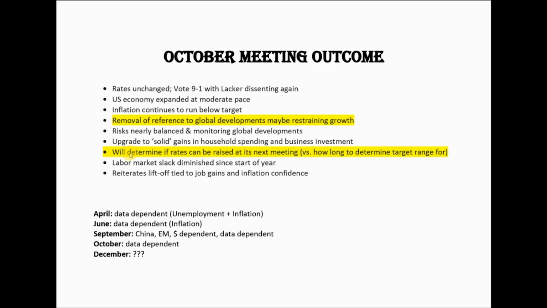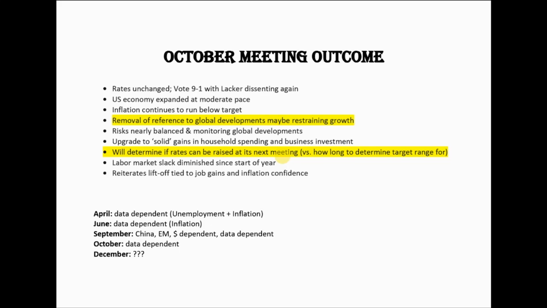Additionally, in yellow again, what else was particularly important is that the Fed said they will determine if rates can be raised at its next meeting. So they're very explicit in terms of referring to December, so at its next meeting, versus how long to determine the target range for. So that was also taken as very hawkish from the markets.